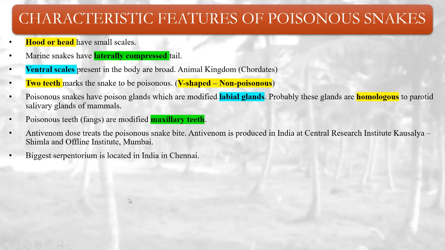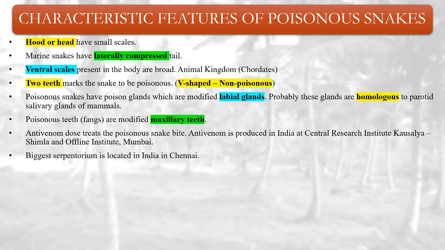Now, characteristic features of poisonous snakes. First is presence of head or hood, which has small scales. Scales are mainly present in tail and trunk regions. Marine snakes have a laterally compressed tail to withstand the pressure. So marine snakes have a laterally compressed tail to withstand the pressure.